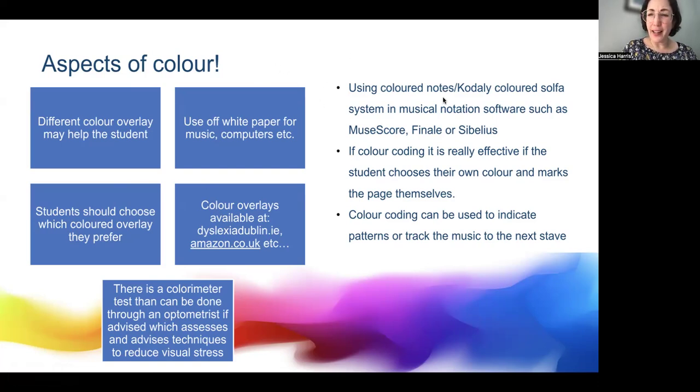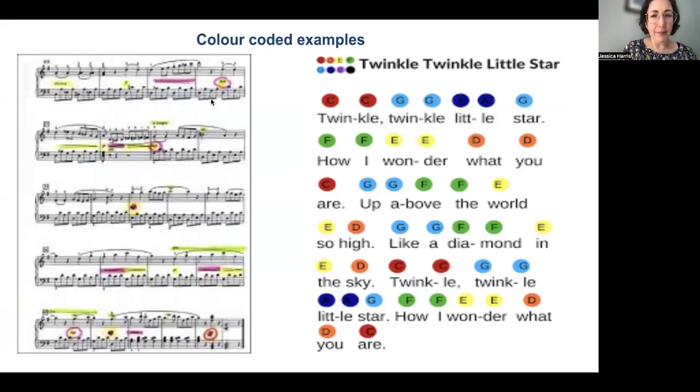We can use colored notes, the Kodaly colored Solfa system, in musical notation software such as MuseScore, Finale, or Sibelius. Color coding is really effective if the student chooses their own color. So again, going back to the importance of choosing the color that works particularly well for them, their own preference of color. Color coding can be used to indicate patterns or track the music to the next stave. I'm going to give an example of this now. This score shows, with yellow and pink highlights, that someone has used their highlighter to track the music from one stave to the next to make it easier to follow. And we can also see Twinkle Twinkle Little Star in color using that Kodaly color method that we just mentioned.